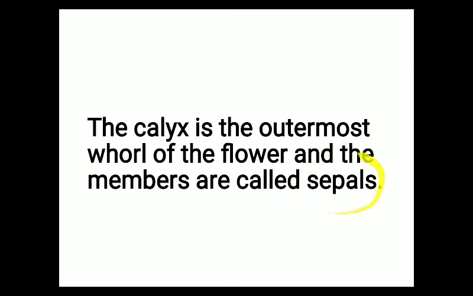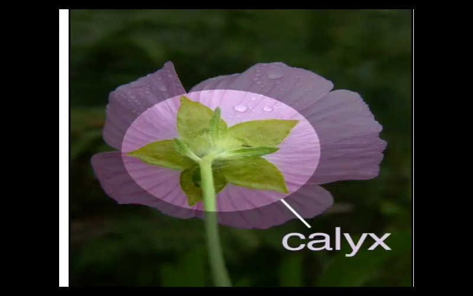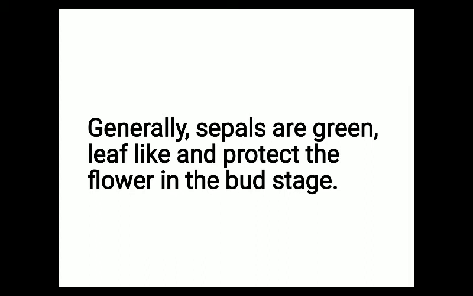One single individual unit is known as a sepal, and all the sepals of a flower are collectively known as the calyx. In this diagram you can see these green, wing-like structures, and these are all the calyx. Generally sepals are green and leaf-like and protect the flower in the bud stage. Generally we see that these sepals are green in color and leaf-like structures.